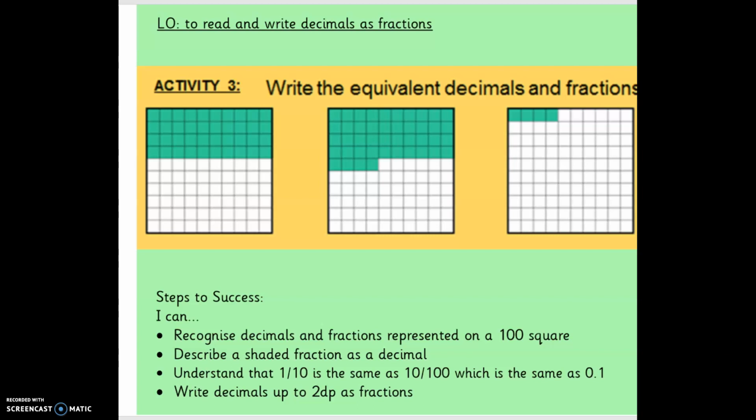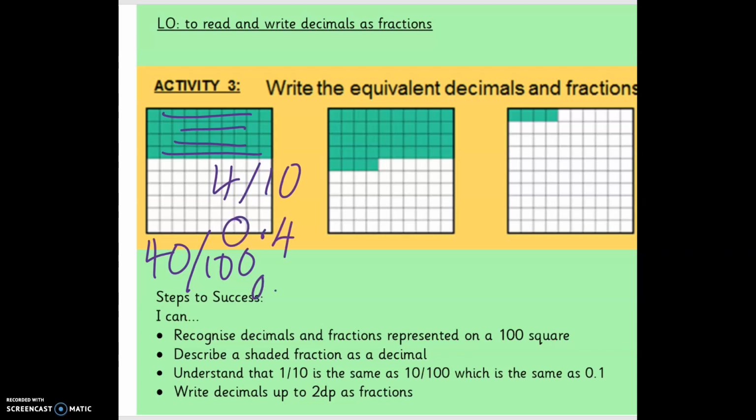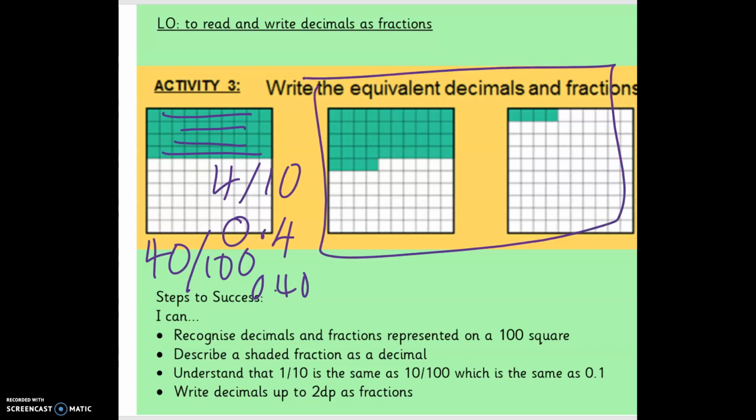So on my first square here, I've got 1, 2, 3, 4 lines coloured in, which I know is 40 over 100. I know from yesterday that that is 4 over 10. And I also know that that's going to be 0.4 or 0.40. It doesn't matter if you have that placeholder in the end. See if you can now go and do the second 2 questions. Pause the video and come back for the answers.